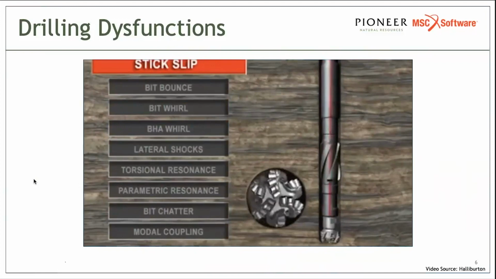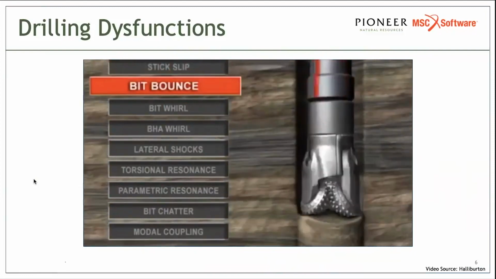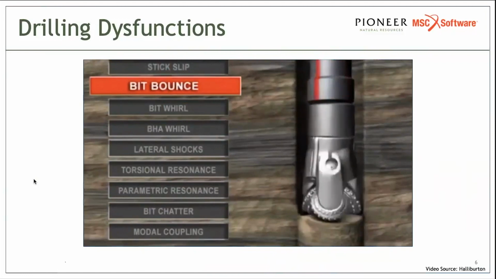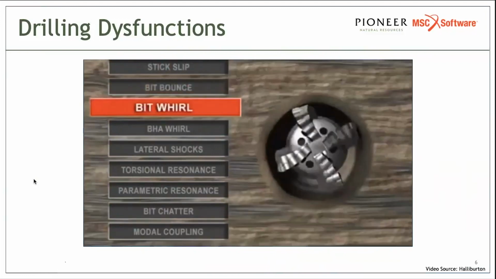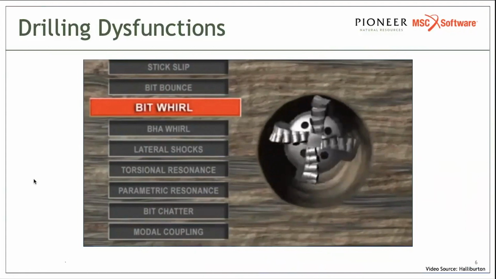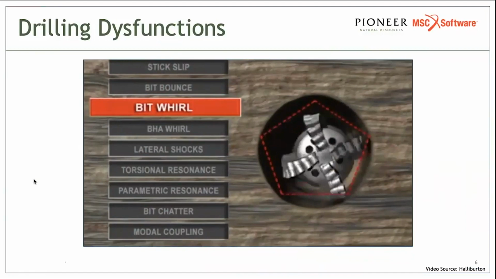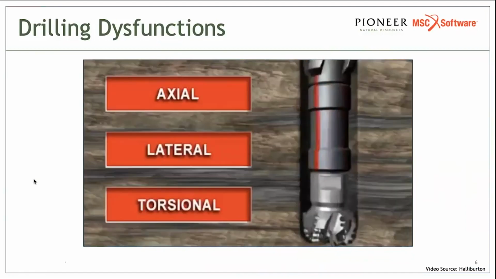We also have bit bounce events, which generate a lot of axial vibrations, the vibrations on the Z direction. Whirl events also generate lots of lateral vibrations. This is how we should be drilling. This is what we should try to eliminate. All these vibration modes and dysfunctions can result in the failures of MWD tools or mud motors.